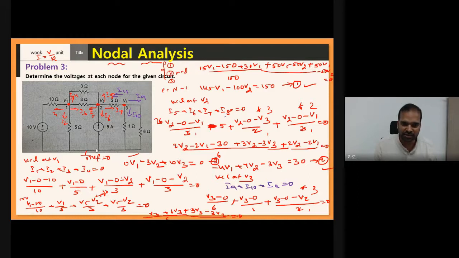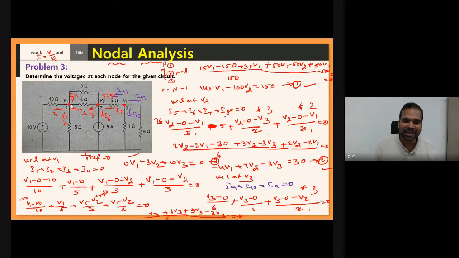So this is the given circuit, and you need to find the node voltages. First, you need to identify how many nodes we have. We have 3 principal nodes and one reference node, total 4. So how many equations will you get? E equals 4 minus 1, so 3 equations. Now we need to apply KCL at V1, KCL at V2, and KCL at V3.